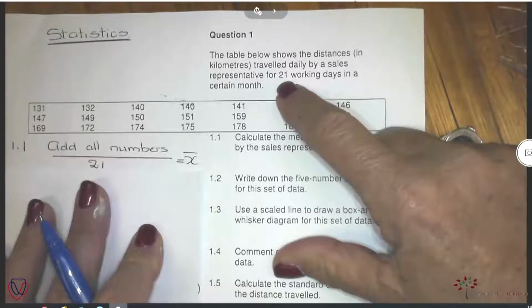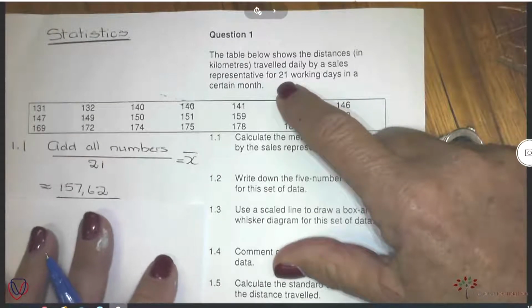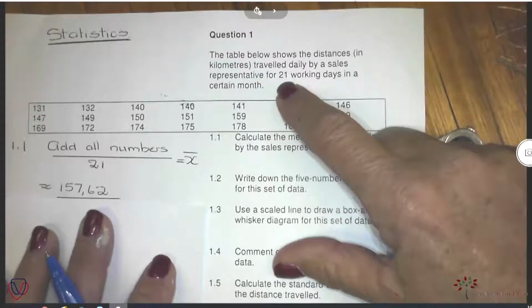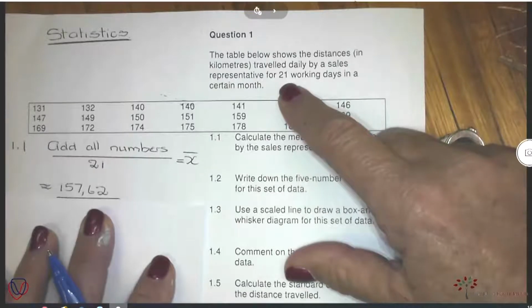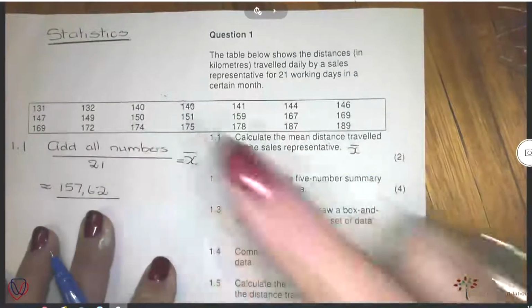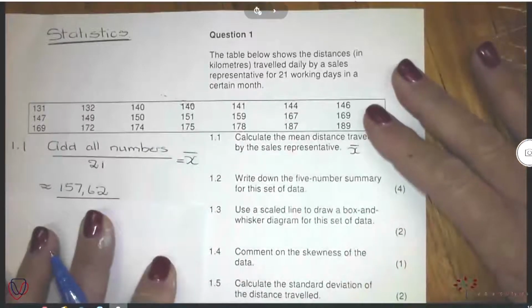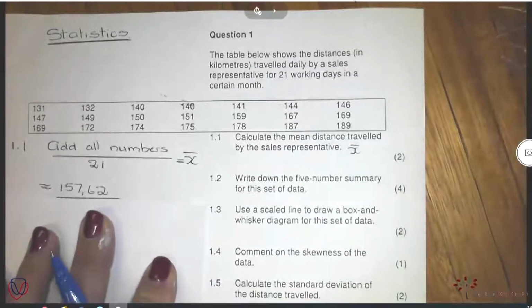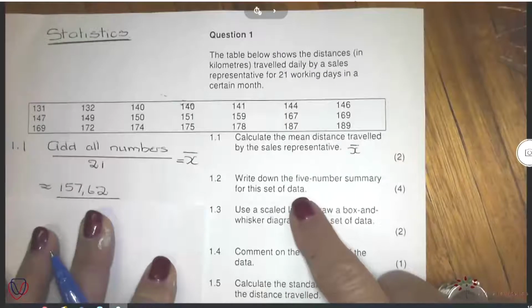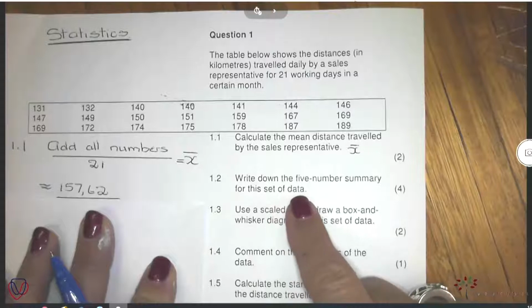You add all those numbers and you divide it by 21. I didn't even add the numbers here, I didn't want to write all of them down. I got the mean, 157,62, rounded, because it was an irrational number. You add all those numbers, divide by 21. I didn't want to waste your time with all those numbers there. There's your answer for the mean. Very simple, level 1.